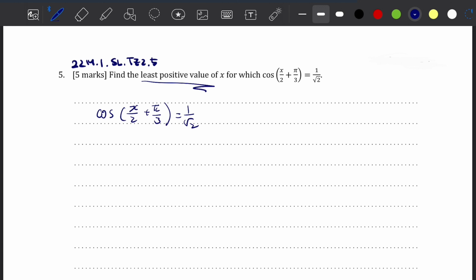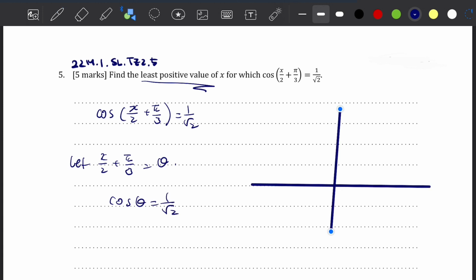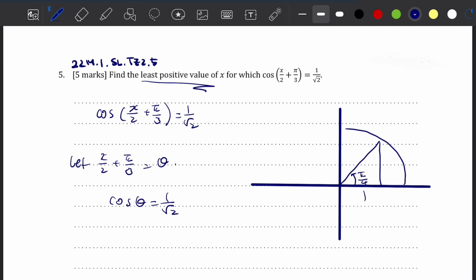We first need to make this equation simpler. So we're going to let x over 2 plus pi over 3 equal theta. Then we know that cosine theta is equal to 1 over square root 2. When cosine theta is equal to 1 over square root 2 on a unit circle, it happens when we have the angle pi over 4 or 45 degrees, right?